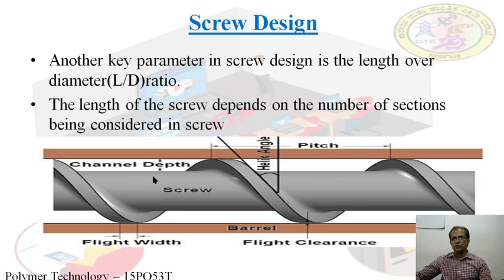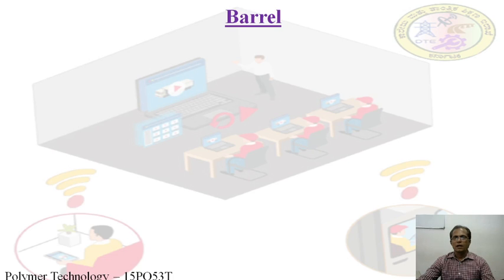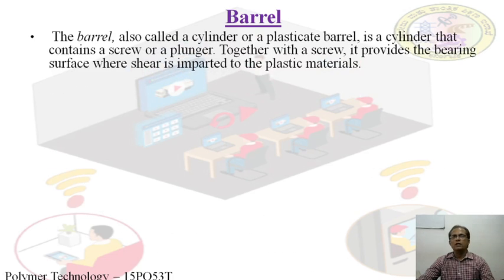This shaded portion is a barrel. This is a cross section of the barrel, and a screw is shown in this diagram. Now, what is a barrel? Barrel is a very important part of the injection molding machine. The function of a barrel is to melt the material with the help of the screw and heater arrangement.